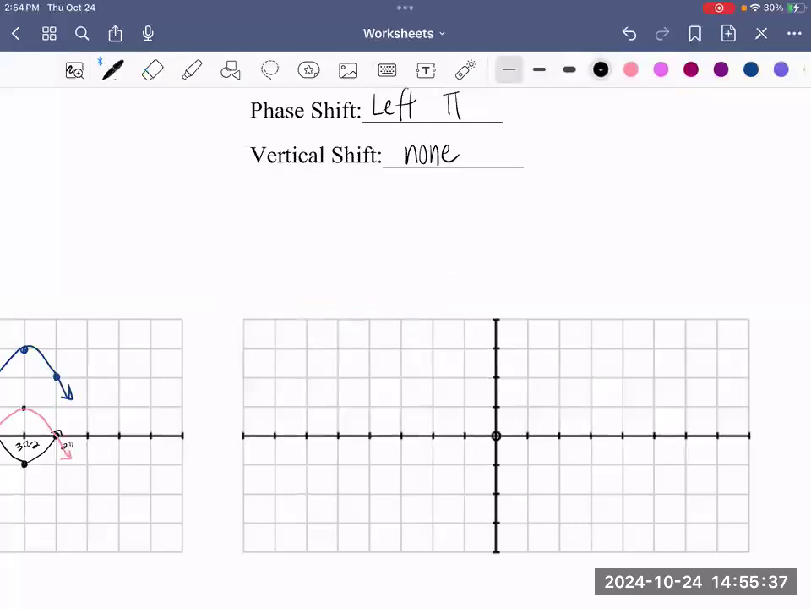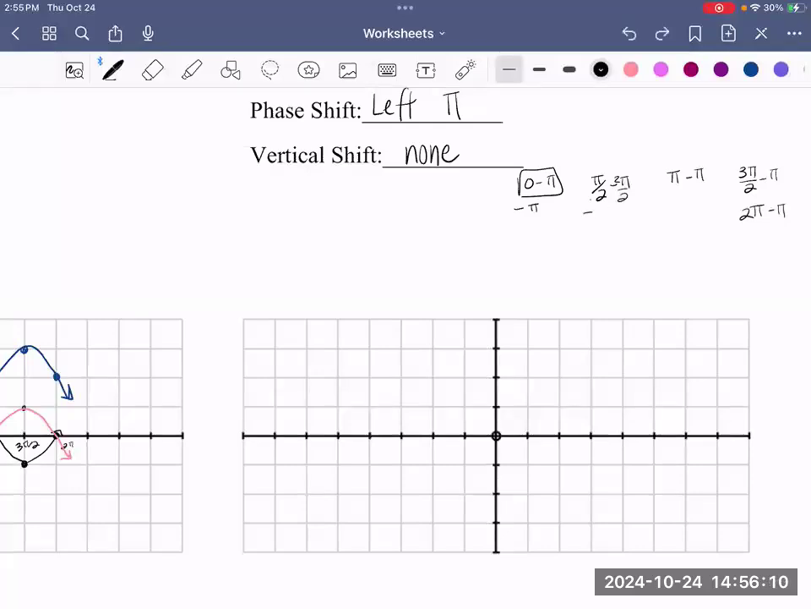So we had 0, we're going to subtract pi. We had pi over 2, subtract pi. We had pi, subtract pi. We had 3 pi over 2, subtract pi. And one more, 2 pi minus pi. All right, so now for this one, we should be at negative pi.